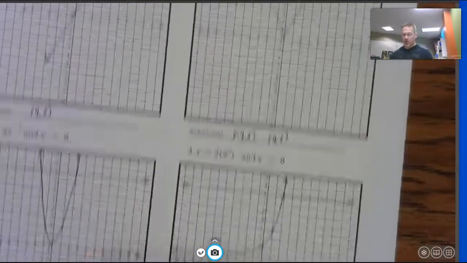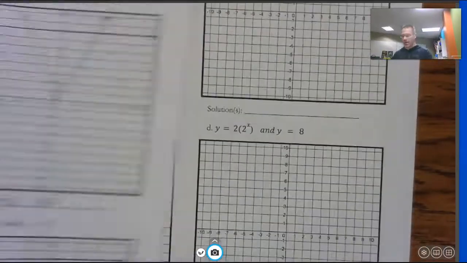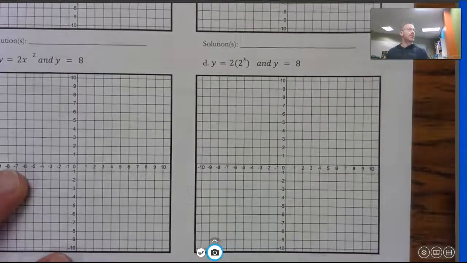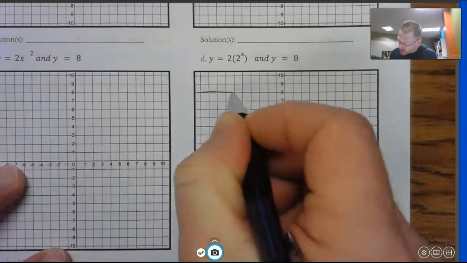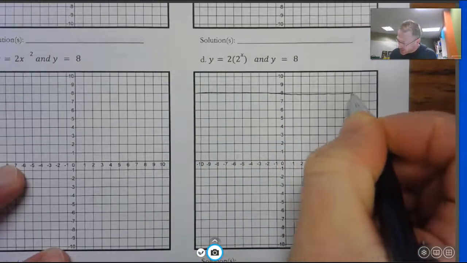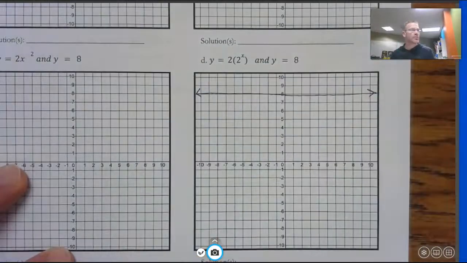Now, there's my work for D, but I'm going to go through that with you right now. So hopefully you did all right on parts A, B, and C. When we look at part D here, I'm going to start with y equals 8. That's our horizontal line. I'm just going to draw that in right here. So you guys hopefully are feeling good about drawing your horizontal lines.